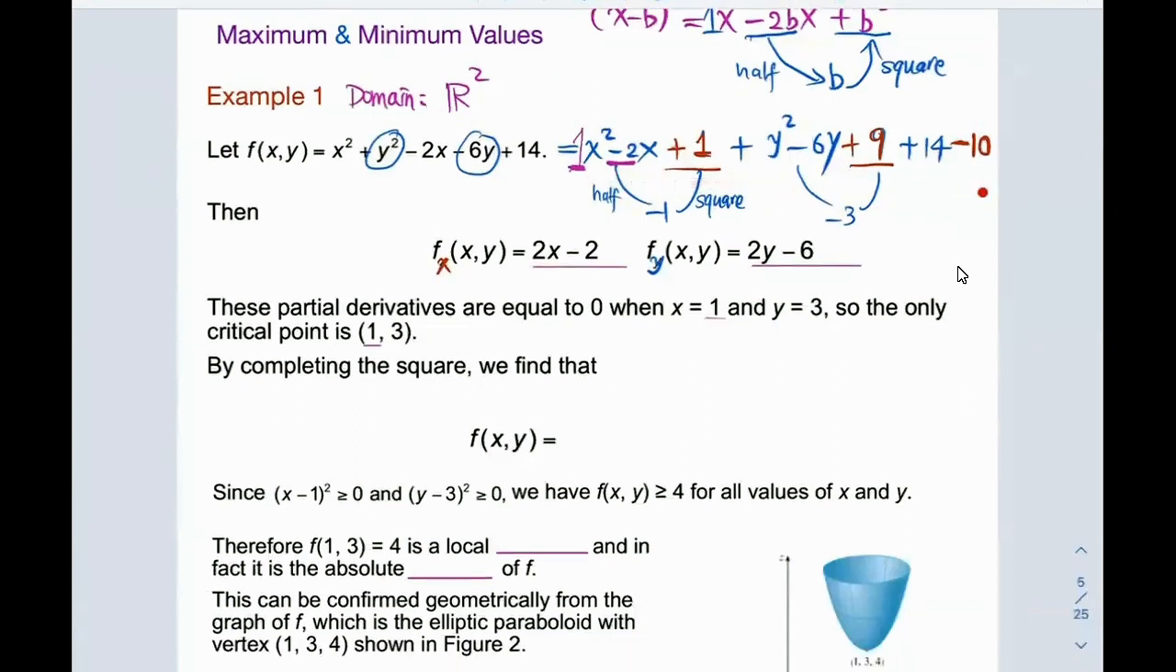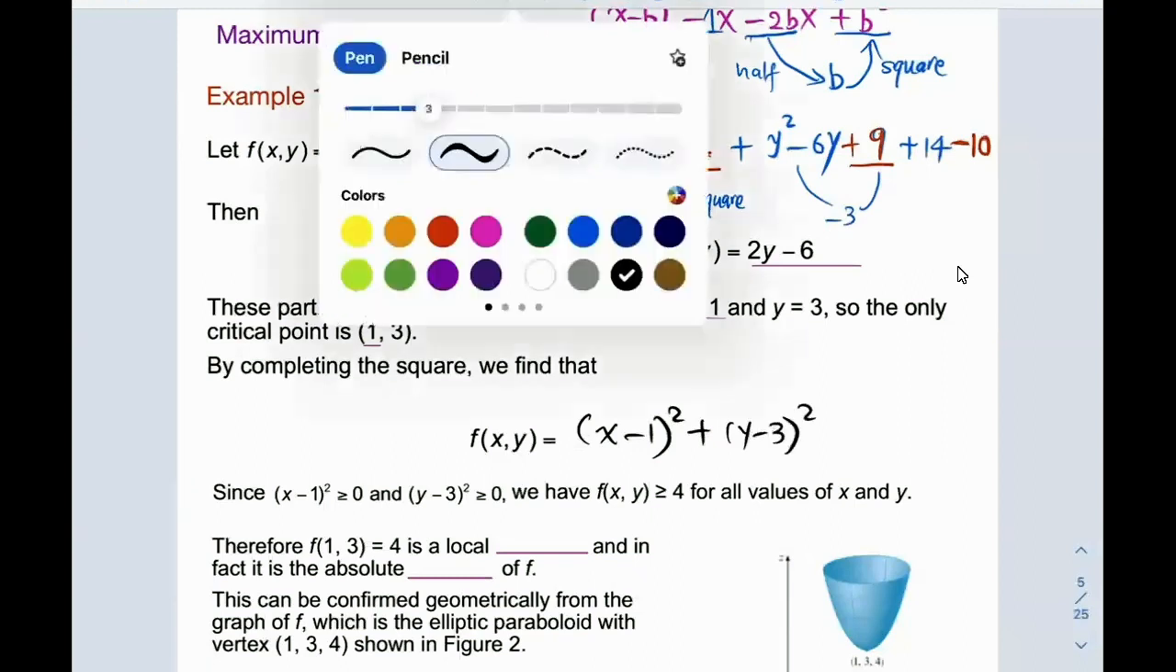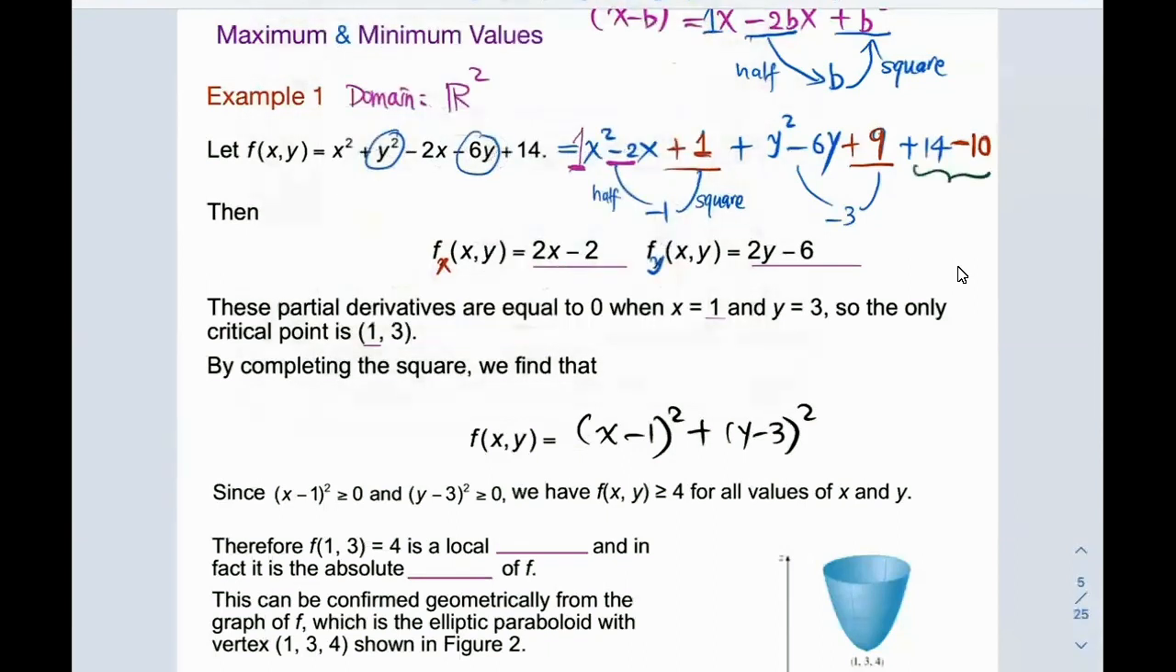Now, according to this, we can write it as a perfect square, right? What perfect square is this one? That's the perfect square of x minus 1 squared, right? And then this is the perfect square of what? y minus 3 squared. And then at the end, what do we have? This is going to be 4. So we add 4 to it, right? So that's how we complete the square.